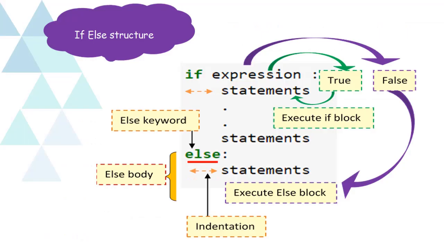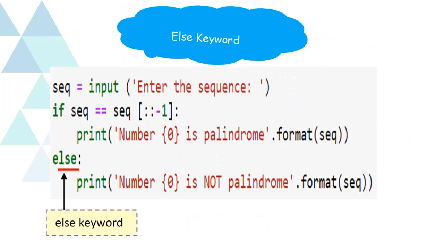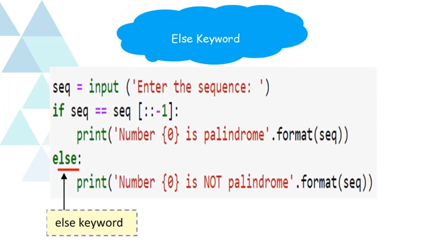Let's understand if and else structure. As we saw in the earlier program, when the if condition is true, program control goes into the if block and executes statements under the if block. If the expression is false, program control will go into the else block and execute statements under the else block. Indentation is used to define the else body. In this program, we will understand the use of the else keyword.